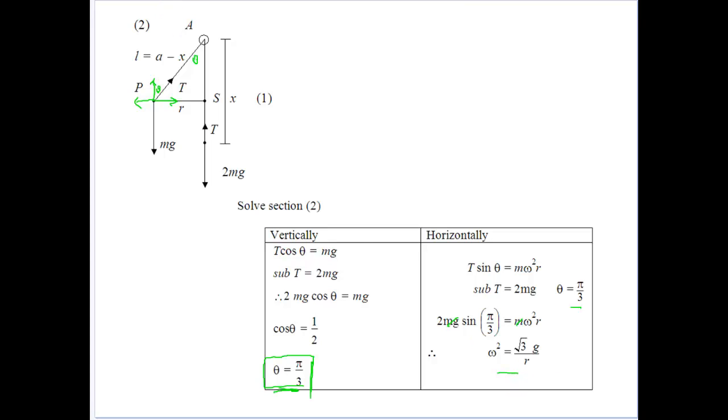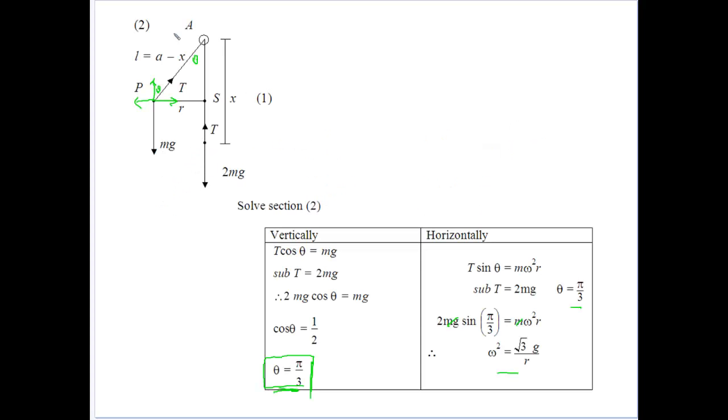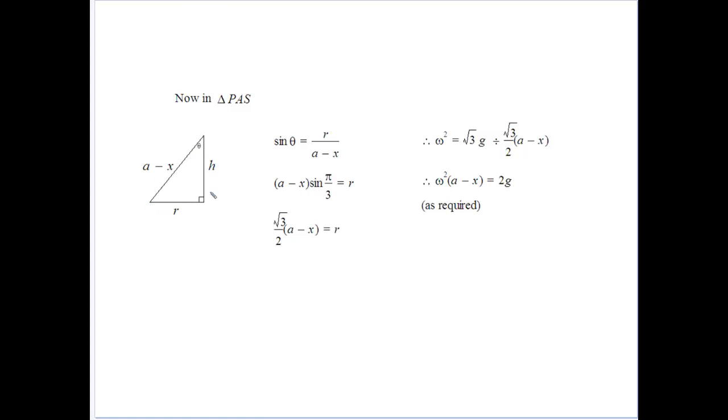Now, we do also know that in this triangle, if we just bring out that triangle by itself, that height there would be equal to a minus x. We get a minus x there because that's the length of the string there, but that's x there, and the whole string was of length a. So the length of this from a to p here would be a minus x, because it hangs the distance x below. So that's where the a minus x comes from. We had our radius and we had our height, so we can get sine of theta is equal to r on a minus x. And then we can say that r would be a minus x times sine of pi on 3, because theta is pi on 3, gives us root 3 on 2 times a minus x.